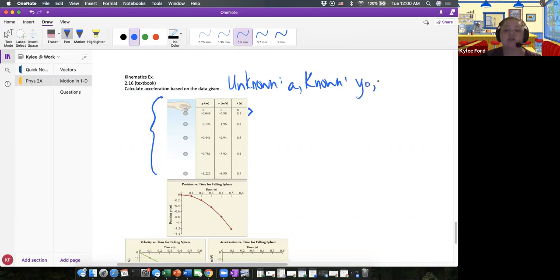Y naught. I have y final as well. I have v naught and v final. And I also have t naught and t final. Okay, so I have all of these knowns and one unknown.